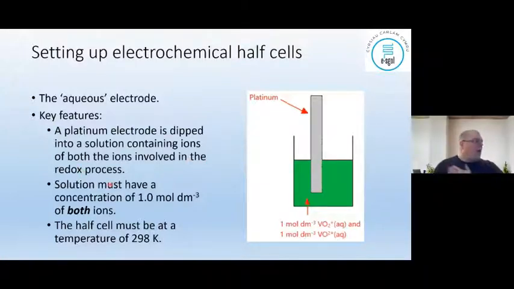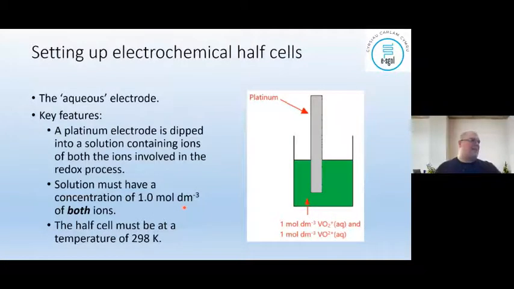So the solution has to have a concentration of 1 mole per dm cubed of both ions. So you need to have the concentration of both at 1 mole per dm cubed, and the half cell must have a temperature of 298 Kelvin. Again, hopefully you're seeing a pattern here.